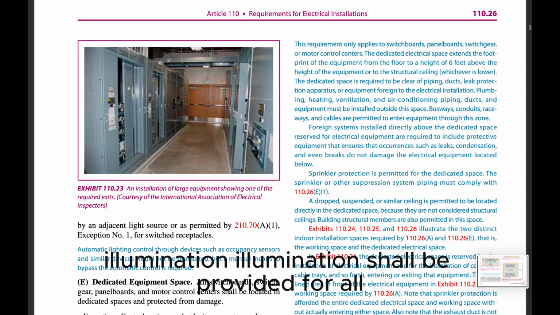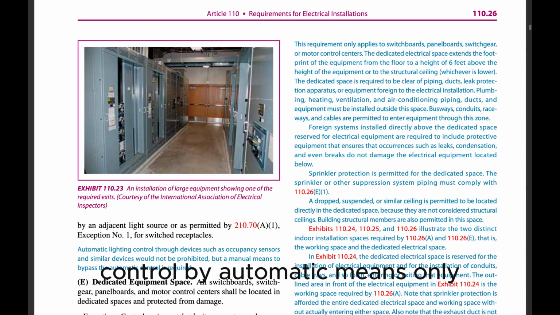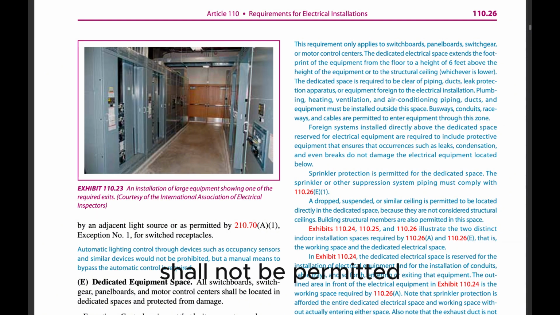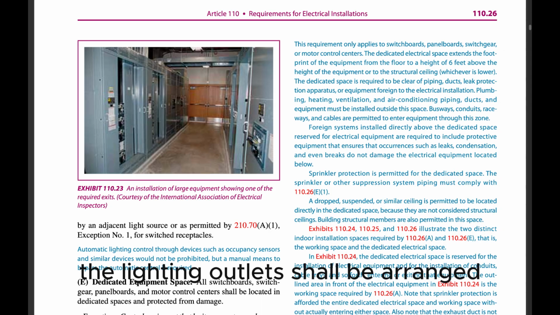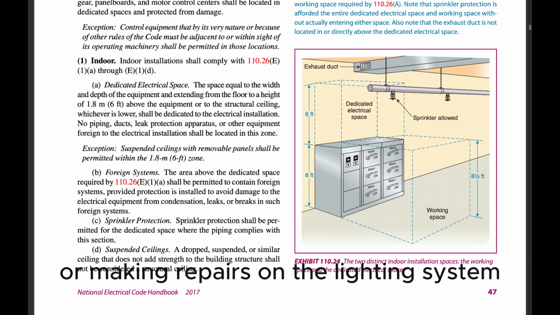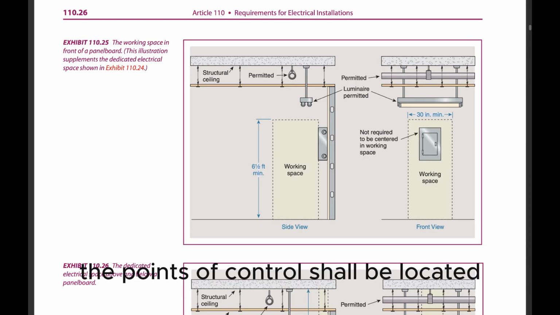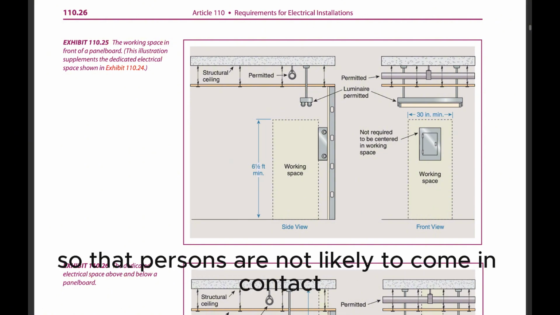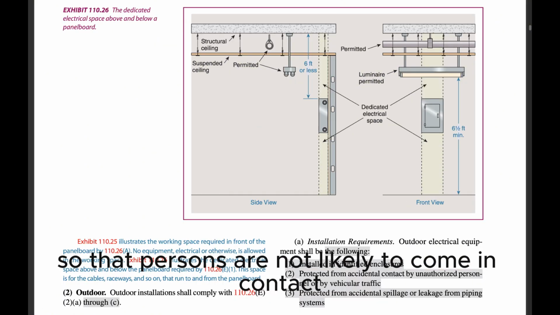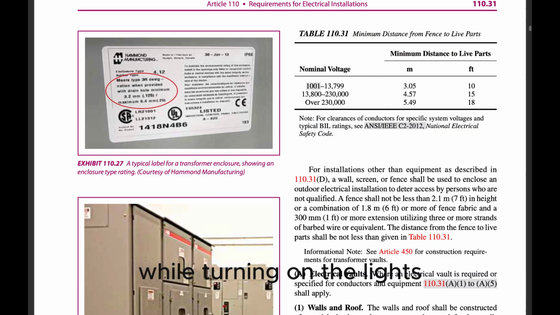D. Illumination. Illumination shall be provided for all working spaces about electrical equipment. Control by automatic means only shall not be permitted. The lighting outlets shall be arranged so that persons changing lamps or making repairs on the lighting system are not endangered by live parts or other equipment. The points of control shall be located so that persons are not likely to come in contact with any live part or moving part of the equipment while turning on the lights.